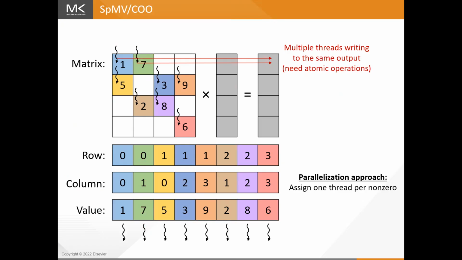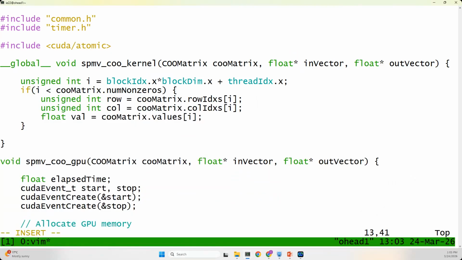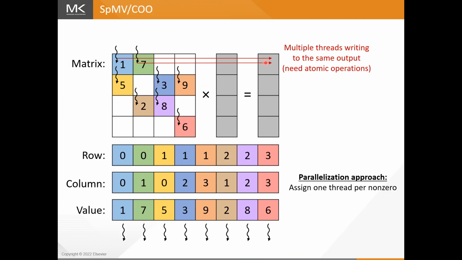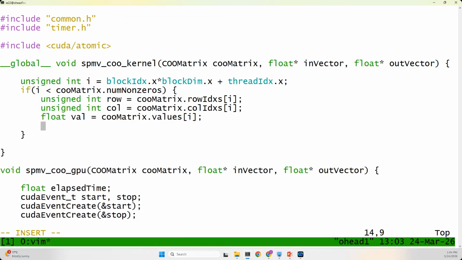Okay. So now that I've got these elements, I need to load the corresponding input value at the column index. I can write float inVal equals inVector[column]. Okay.